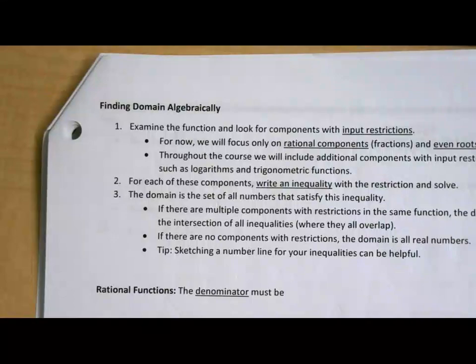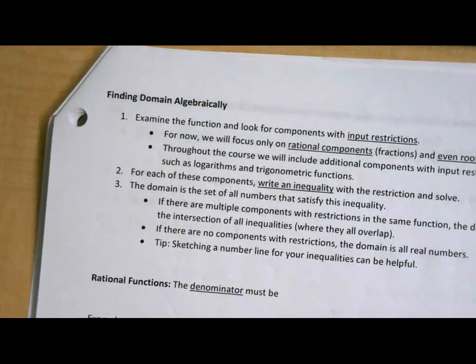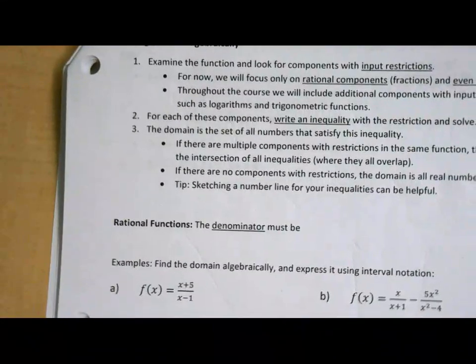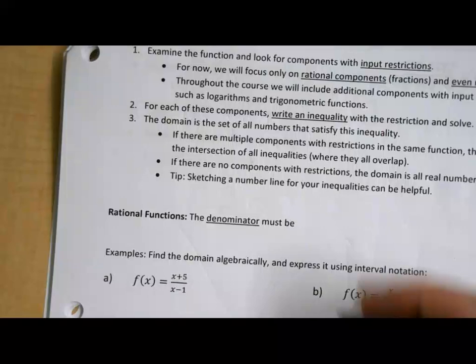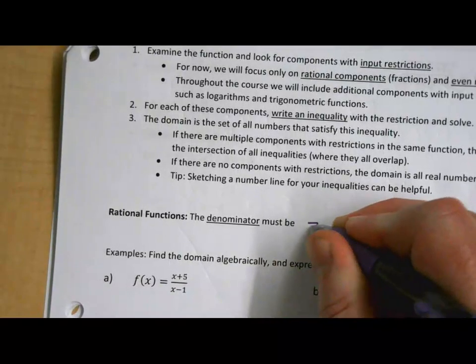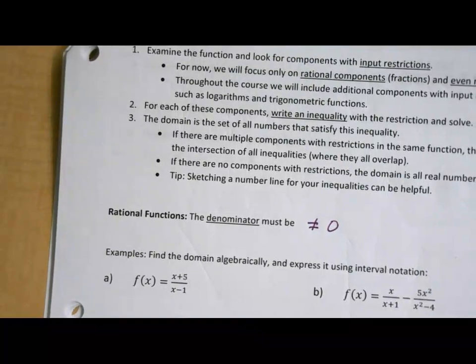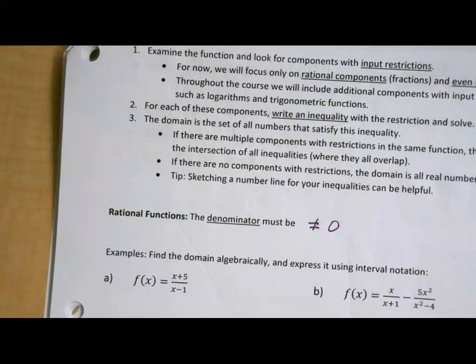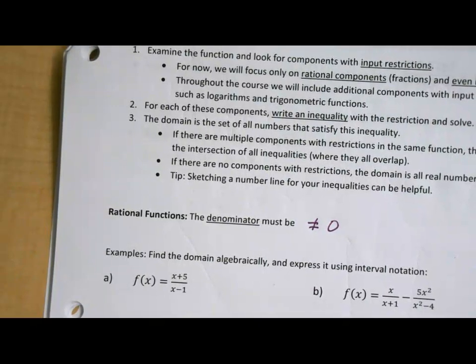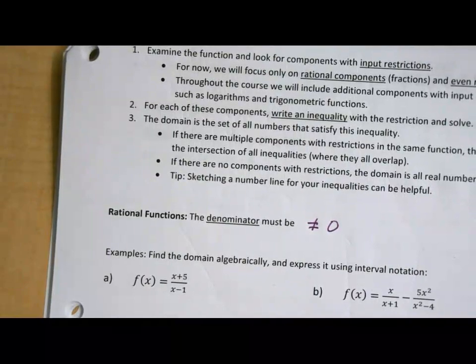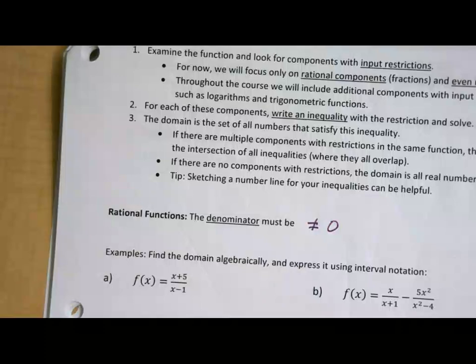All right, so here we are. We're going to work through a couple examples with rational functions. And the restriction for a rational function is that the denominator must be not equal to 0. Which is kind of strange to say in English, but that's how we want to do it mathematically. We're not going to say the denominator can't be 0. We're going to say it must be not equal to 0.